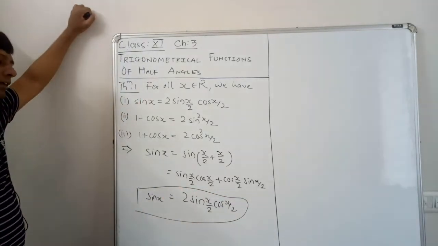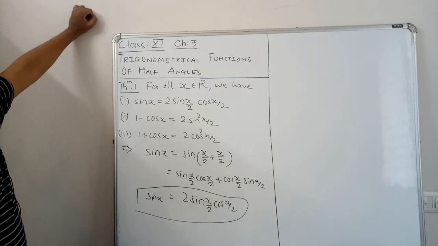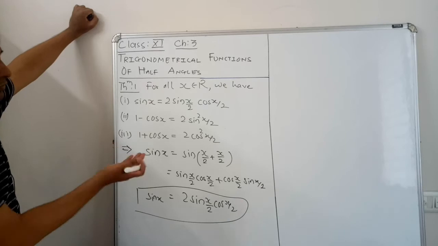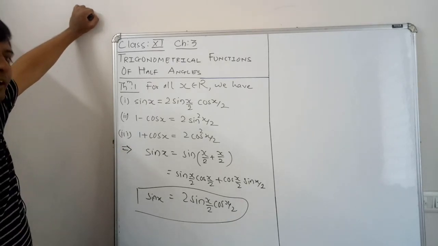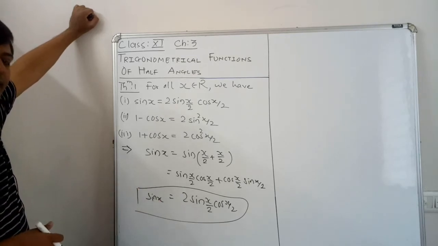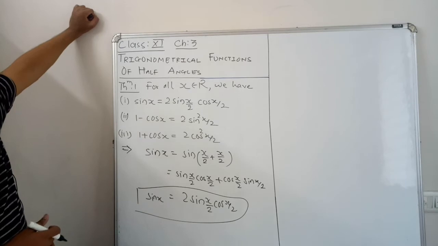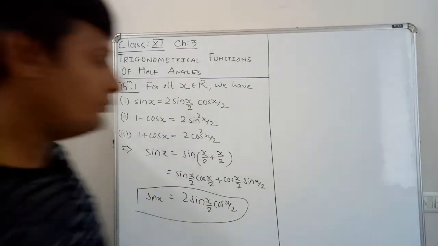The first formula is already seen: 2 sin x by 2 into cos x by 2. Understand? Clear? So this formula comes from sin 2x. Sin 2x is equal to 2 sin x cos x, right? With the angle halved, sin x is equal to 2 sin x by 2 cos x by 2. Understand?